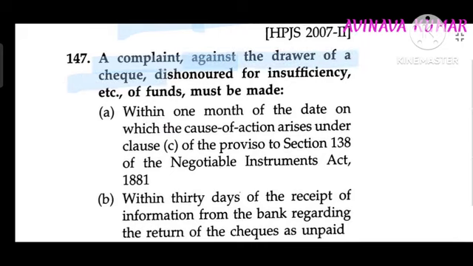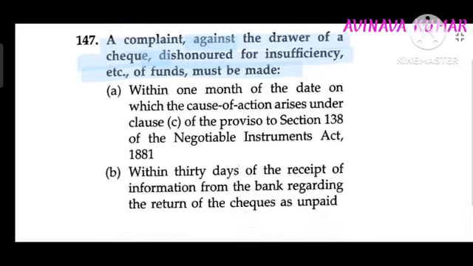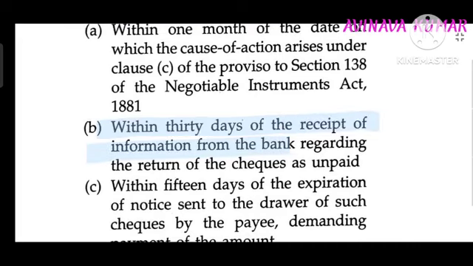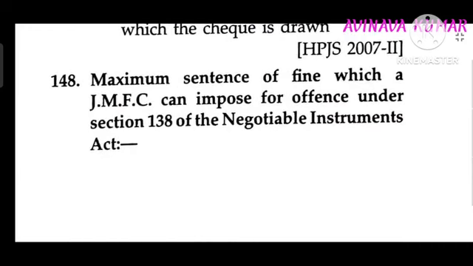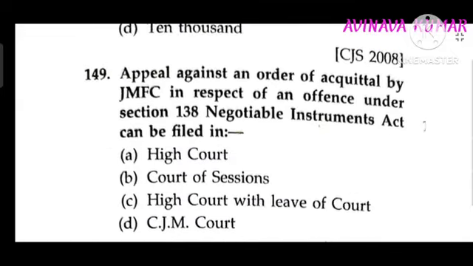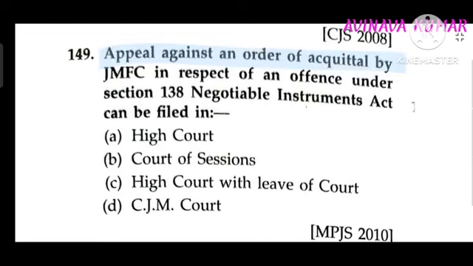A complaint against the drawer for dishonor of check for insufficiency etc. of funds must be made within 30 days of receipt of information from the bank regarding the return of the check as unpaid. The maximum sentence of fine which a JMFC can impose for an offence under Section 138 of NIA is twice the amount of the check. An appeal against an order of acquittal of JMFC in respect of the offence under Section 138 can be filed in the Court of Session.